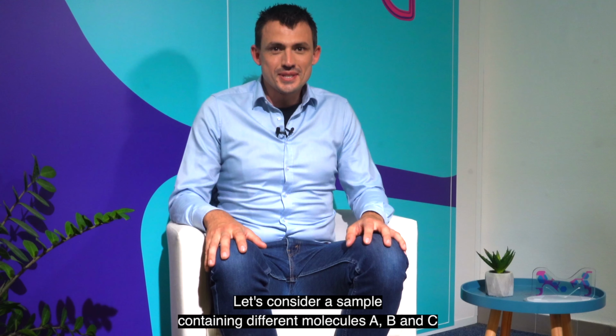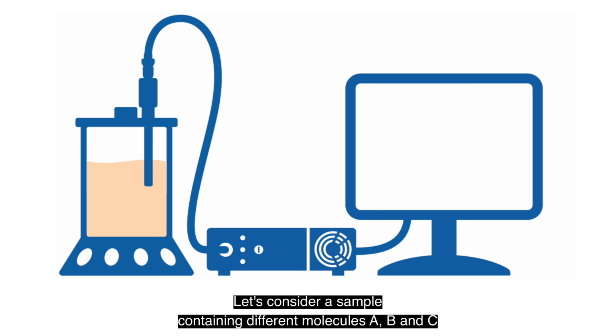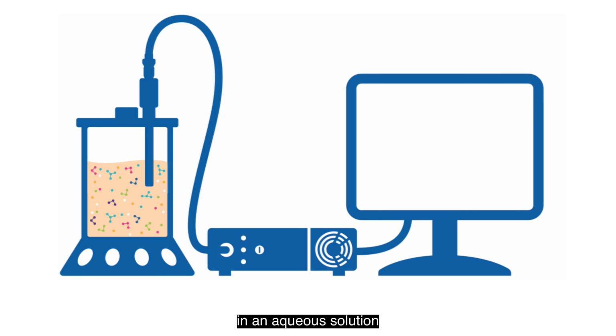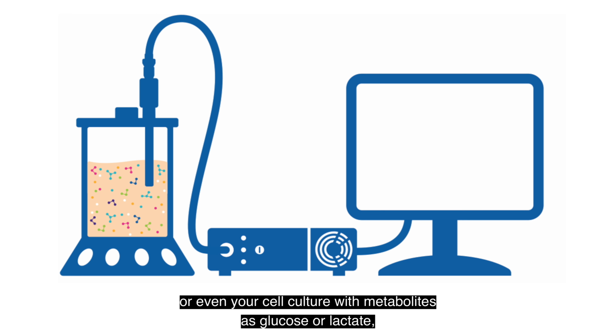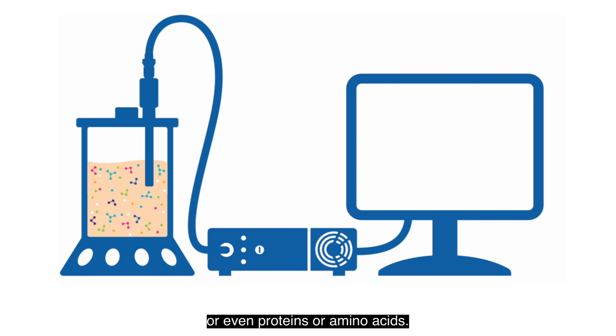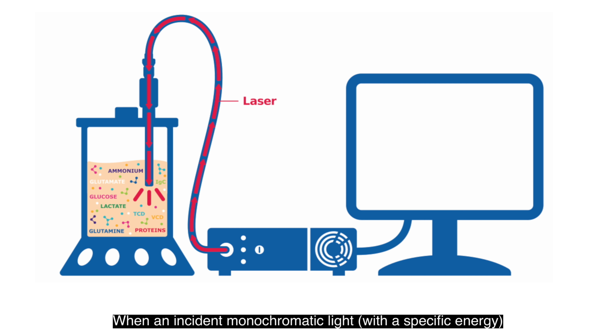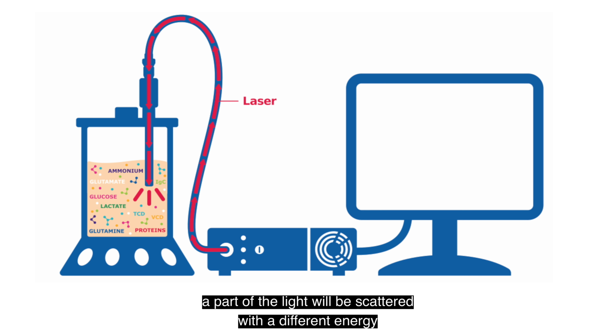So let's consider a sample with different molecules A, B and C in aqueous solution, or even your cell cultures with metabolites such as glucose or lactate, or even proteins or amino acids. When an incident monochromatic light interacts with these molecules, a part of the light will be scattered with different energy depending on the chemical differences between each molecule.